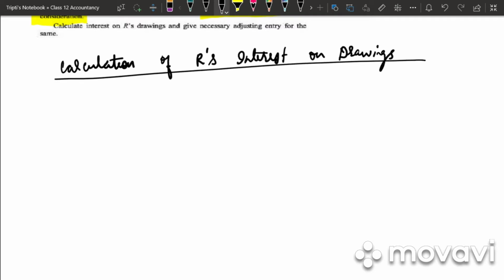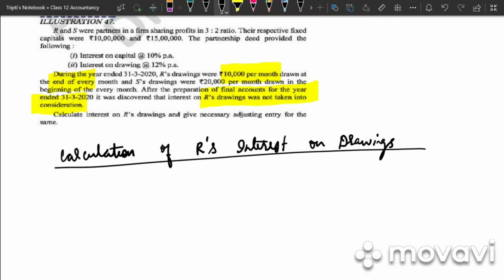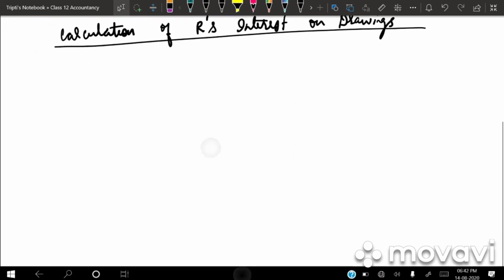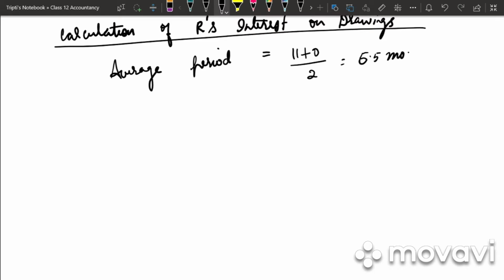So in this problem, they have said that R withdrew 10,000 per month at the end of every month. So whenever they give end or beginning of every month, first we need to find out the average period. So what will be the average period? 11 plus 0 divided by 2, that is 5.5 months.